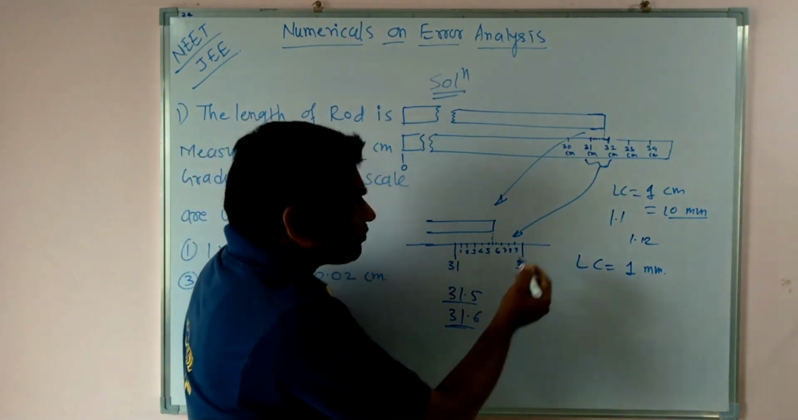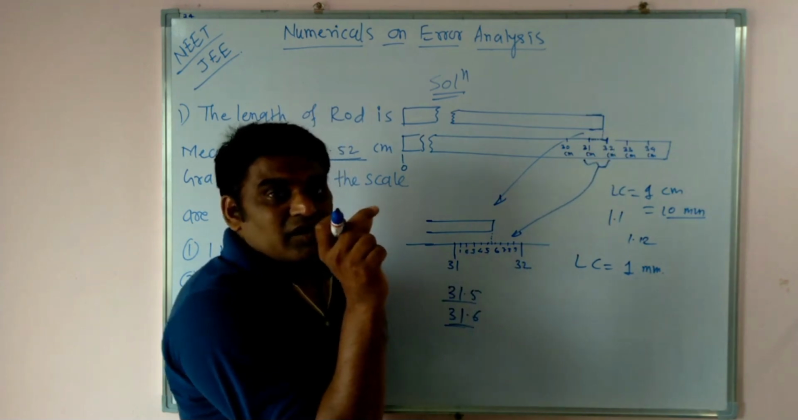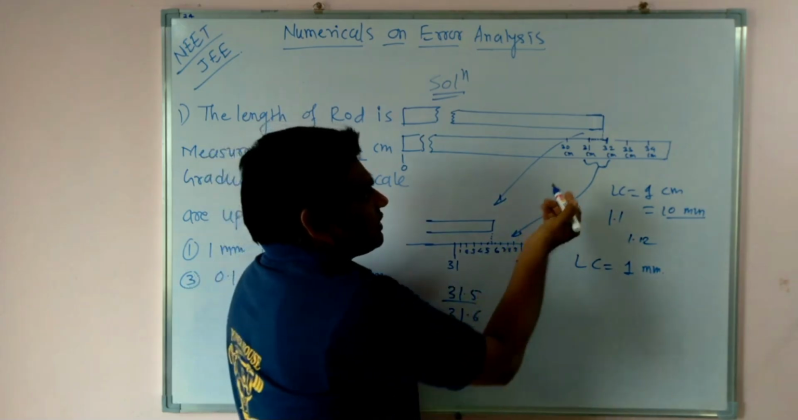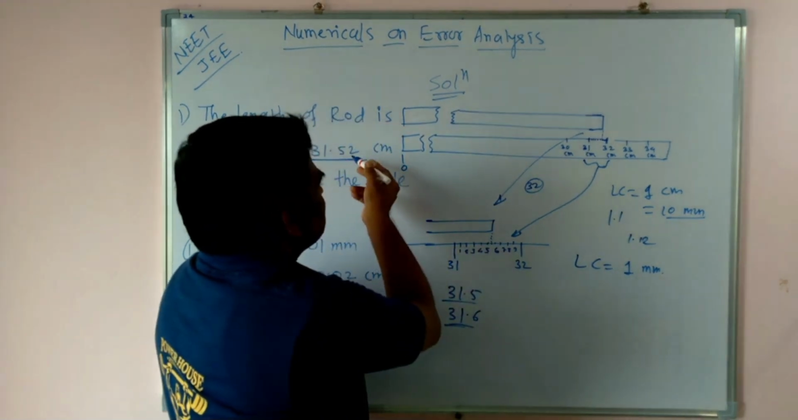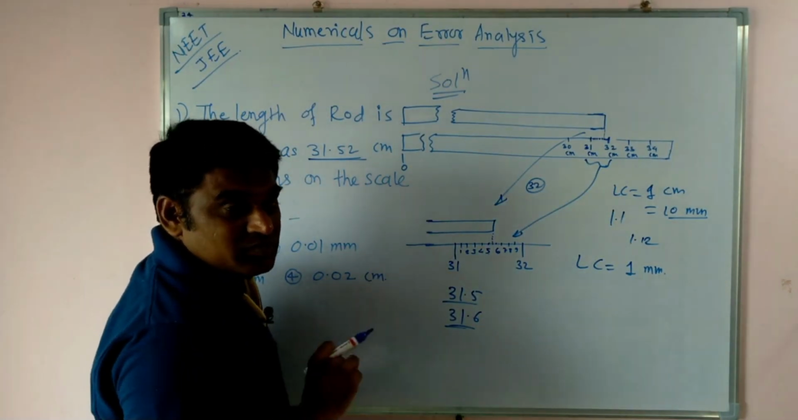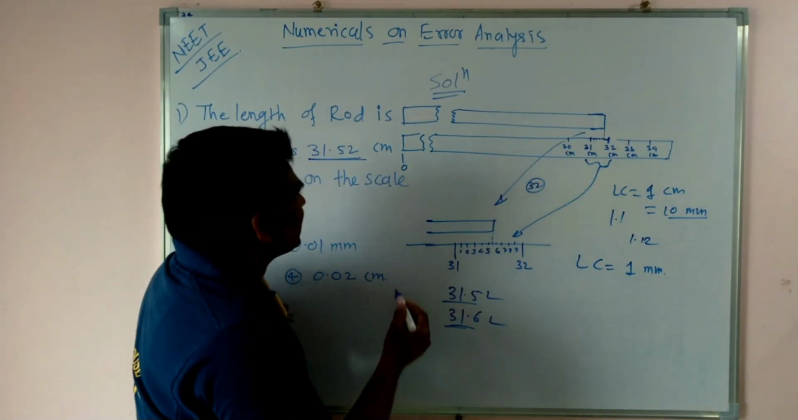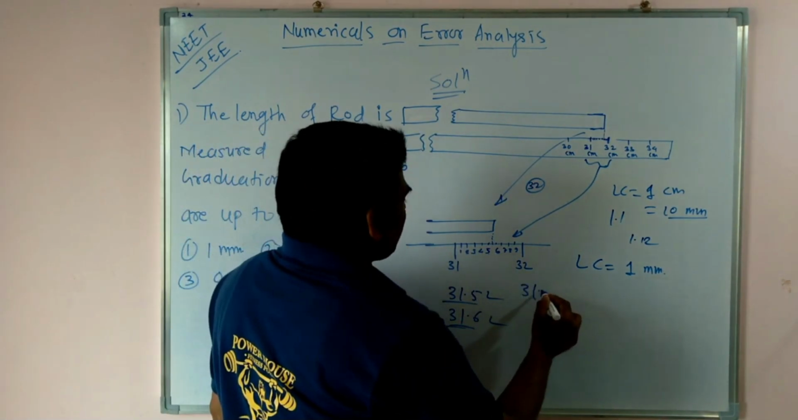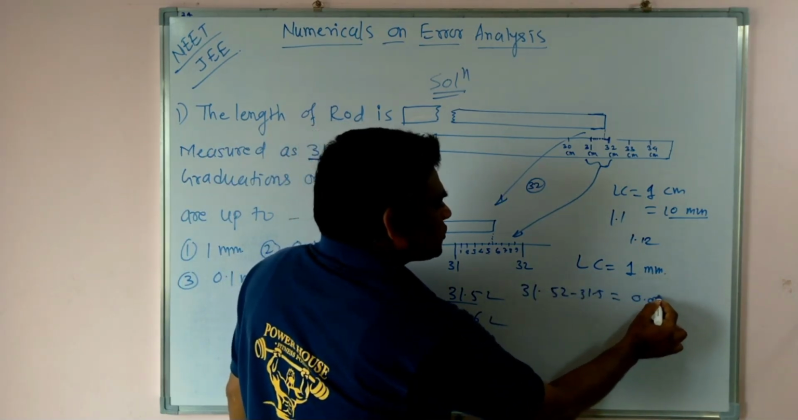Now in the previous case, the maximum error was 1 centimeter and it was less than that. Last time we got 32, so the error was this much. 32 minus this was the error, less than 1 centimeter. Now here we are measuring this or this, so the error can be 0. If this is the reading, 31.52 minus 31.5, so the error is what? 0.02.